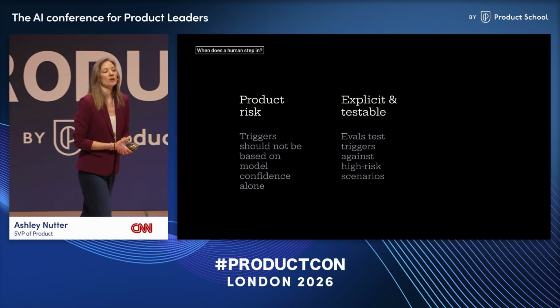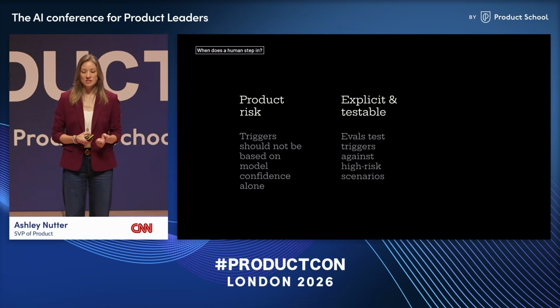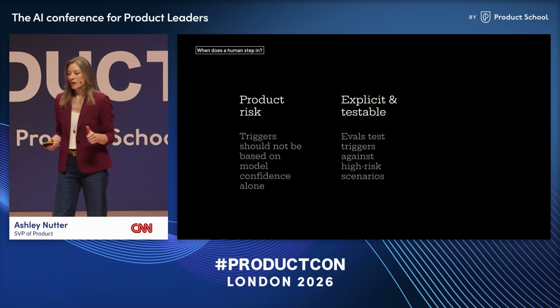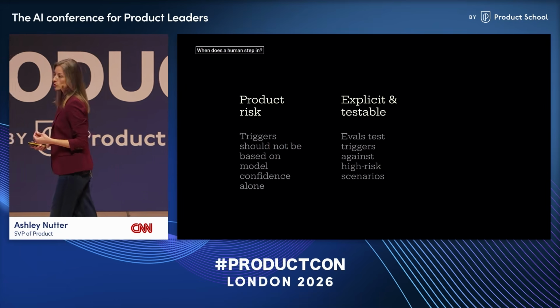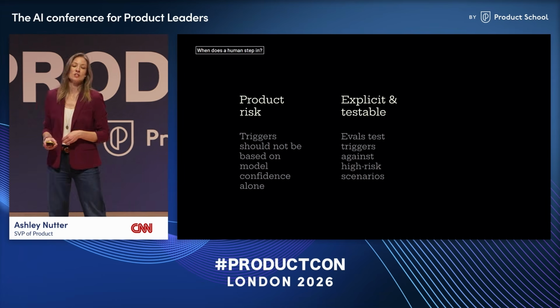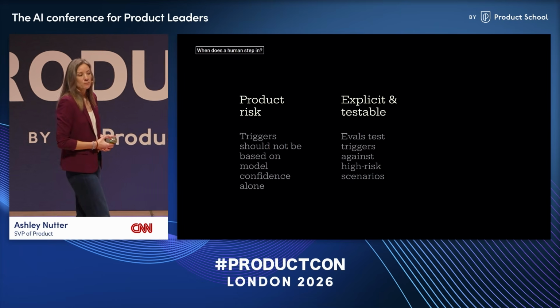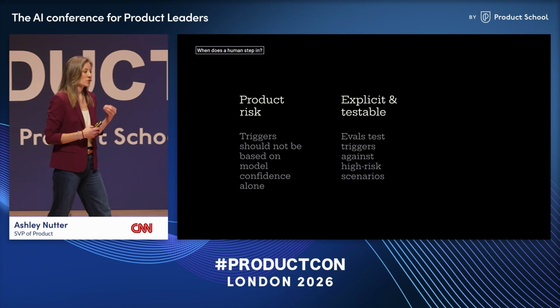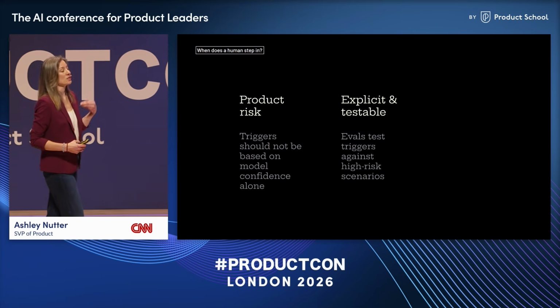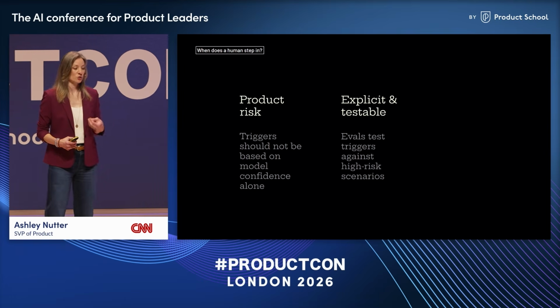The second thing to think about here is the trigger should be explicit and testable. So explicit meaning you can articulate a very clear rule for when the human is going to get involved, not relying on vibes alone. And then testable meaning you can create evals for specific high-risk scenarios so that you actually know if your trigger is going to get triggered.